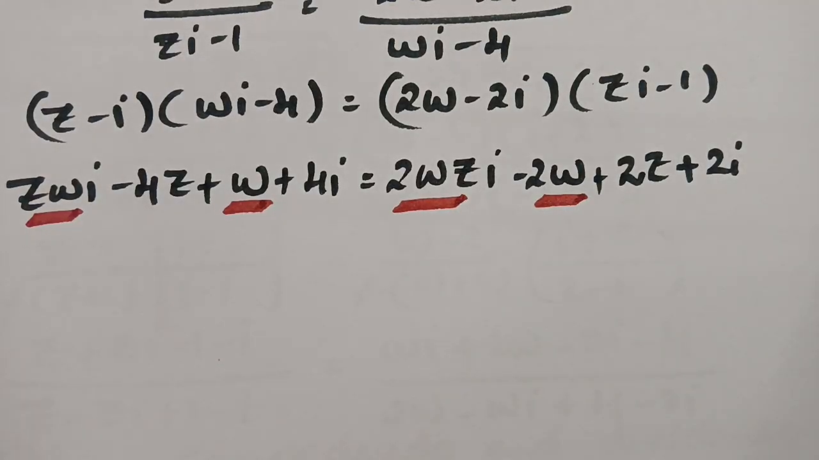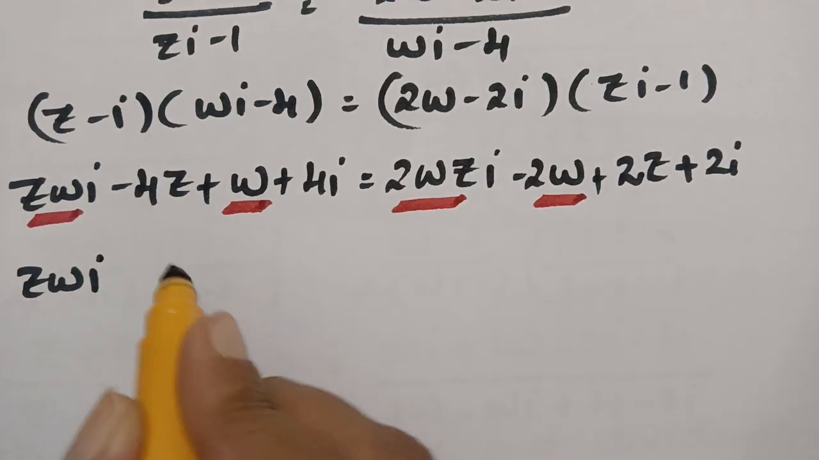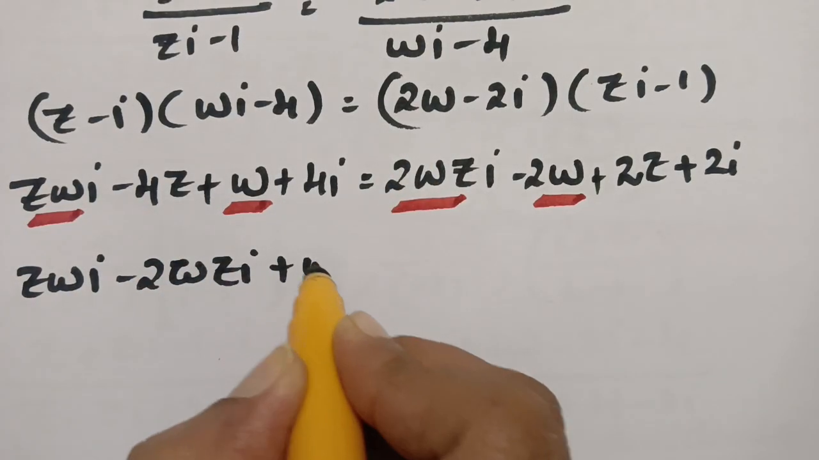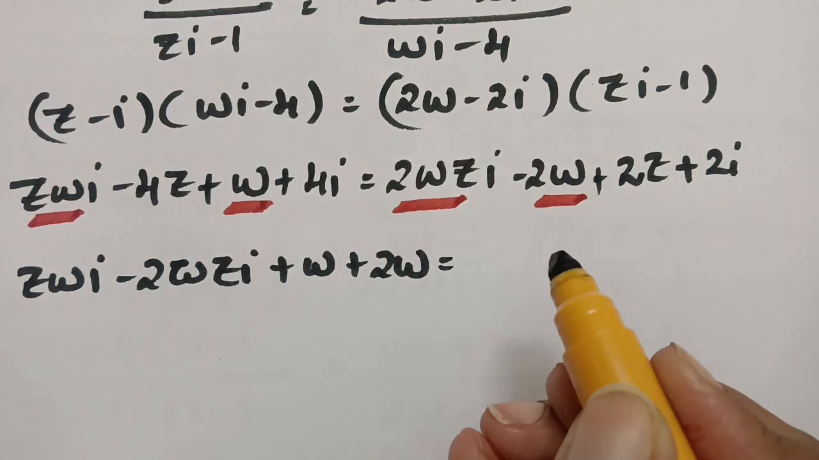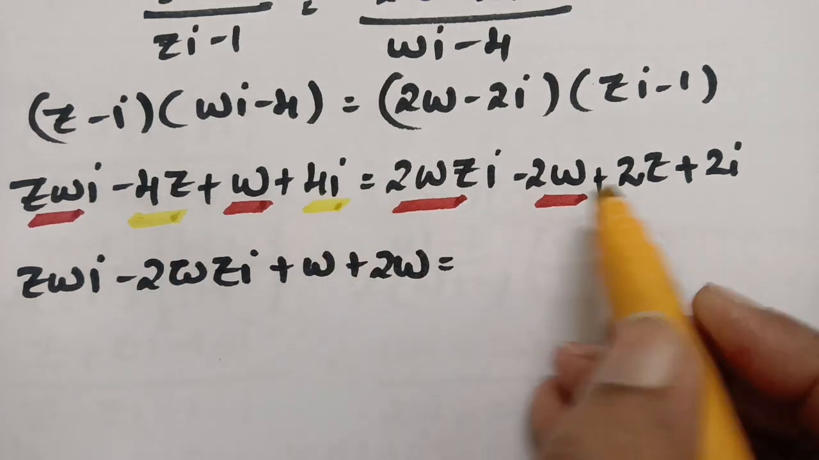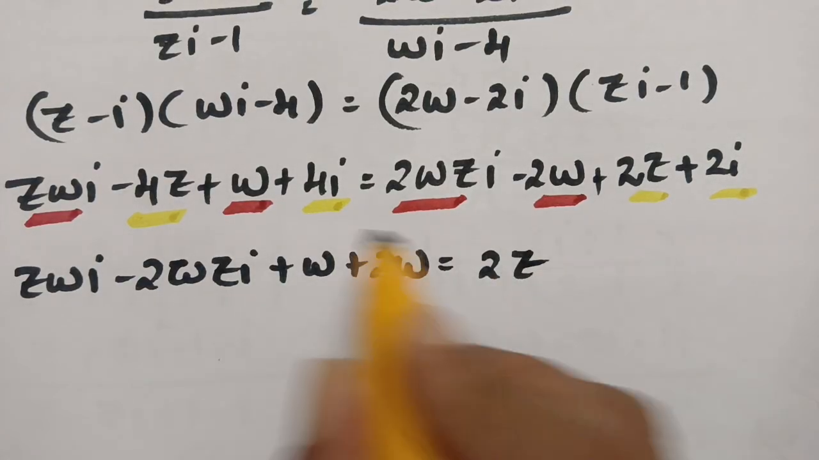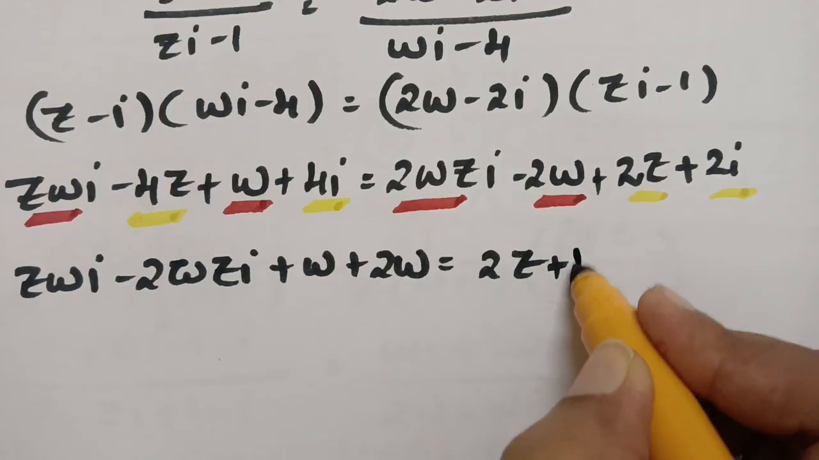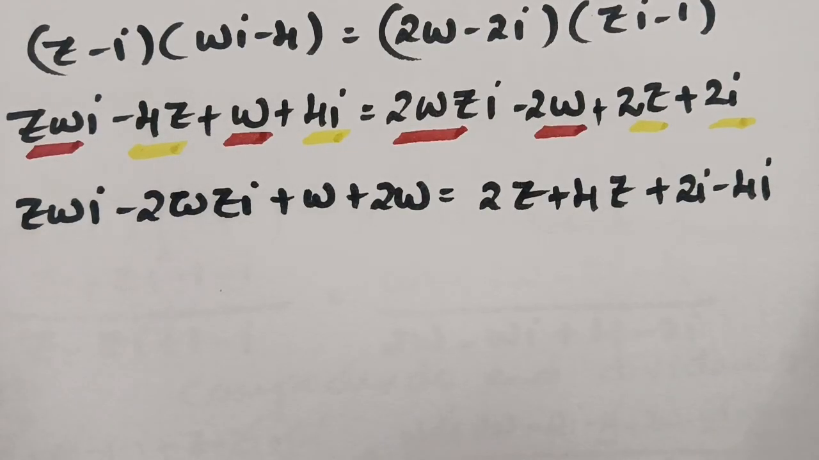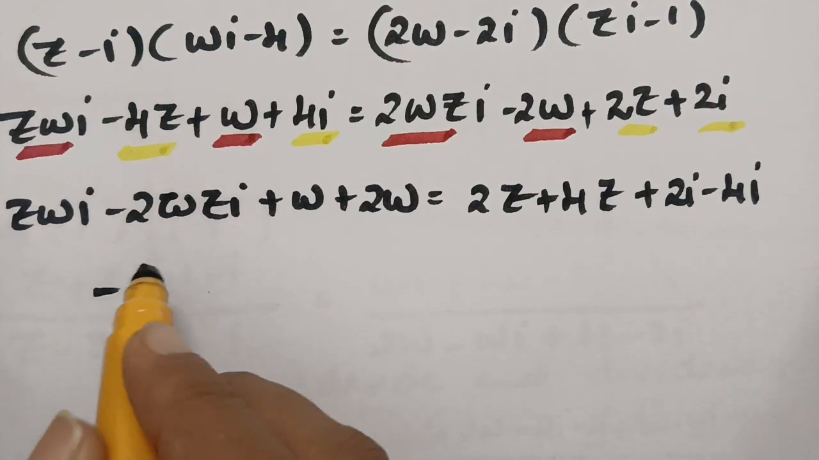Now all the w terms to one side. So if I bring all the w's to one side, this will be zwi, and if I bring this one, this is 2wzi and this value is w and this value is plus 2w. And if I bring all these to this side, see what happens. So this will be 2z. So if I bring minus 4z, this will be plus 4z and this is 2i and this will be minus 4i.